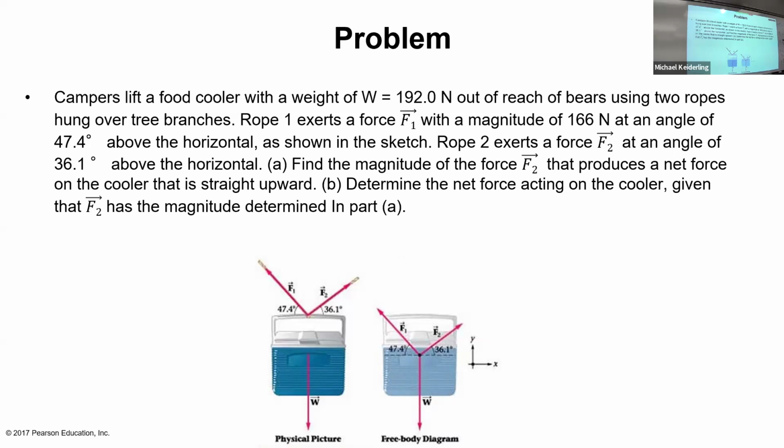So we know what force 1 is. It's 166 newtons. We want to find force 2 so that the total force on the cooler is exclusively vertical. And we want to determine the net force acting on the cooler, given that force 2 has the magnitude we figured out in part A. So I'll let you guys work on it. But just for reference, force 1 over here is 166 newtons, and the weight is 192.